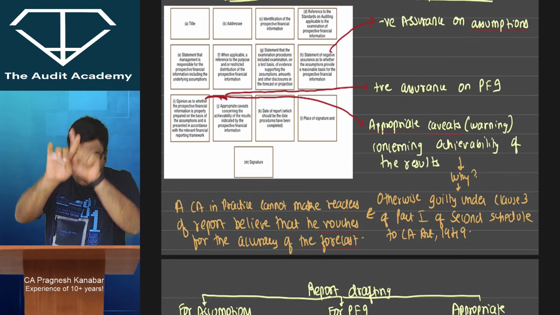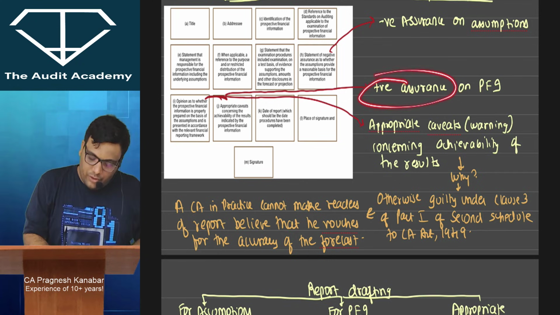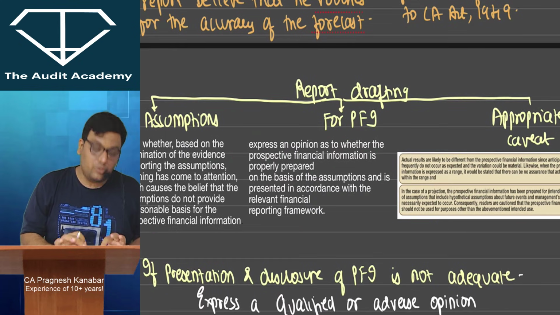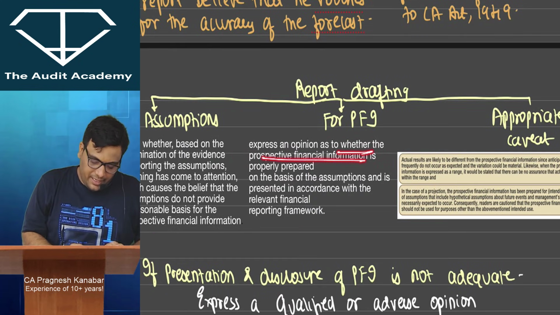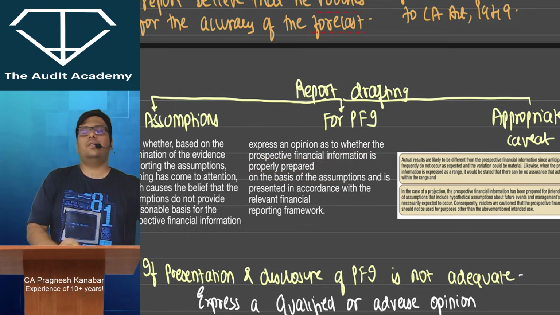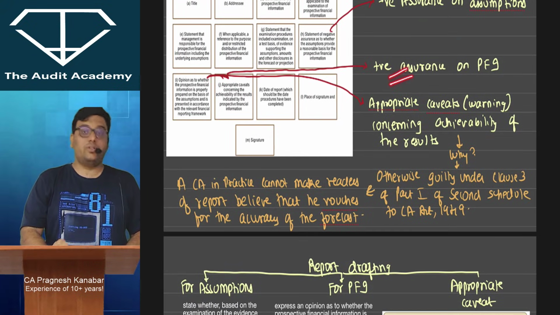When the whole jo poora data banaya hoga unhone, the prospective financial information, on that you are going to give a positive assurance. All right. And what is the English going to be? Whether the prospective financial information is properly prepared on the basis of assumptions and presented in accordance with the financial reporting framework. All right. So there you are going to give a positive assurance.